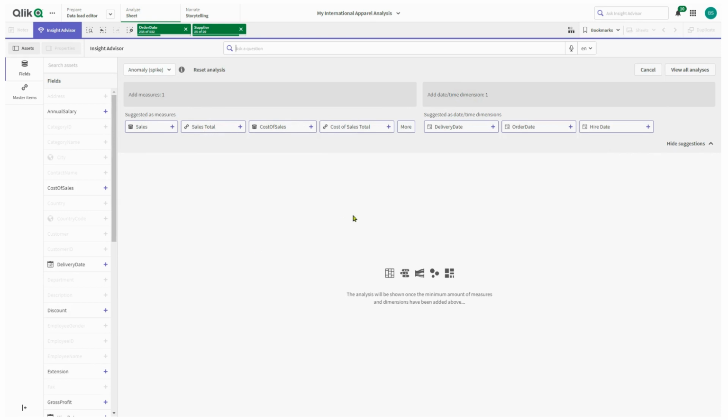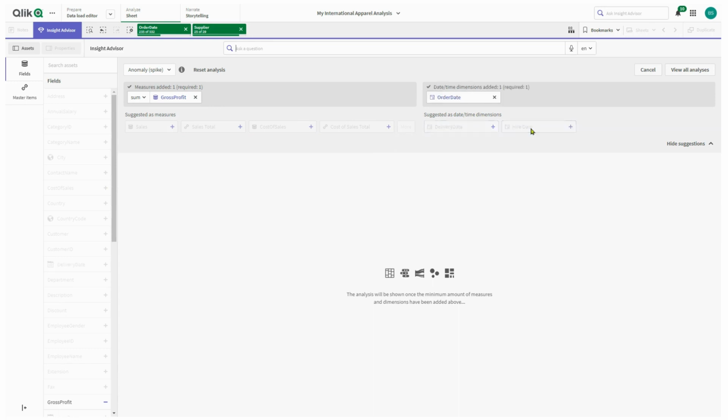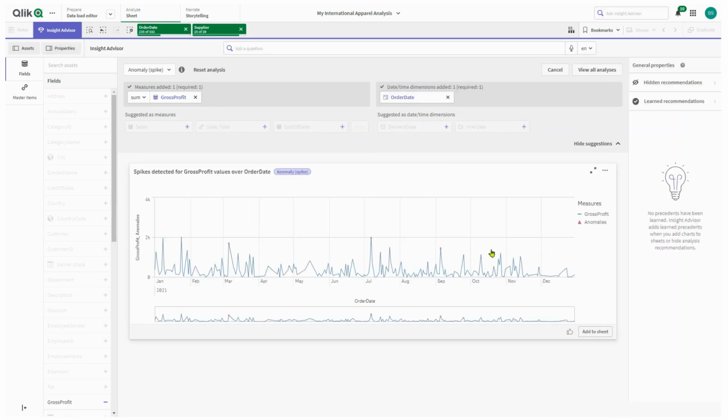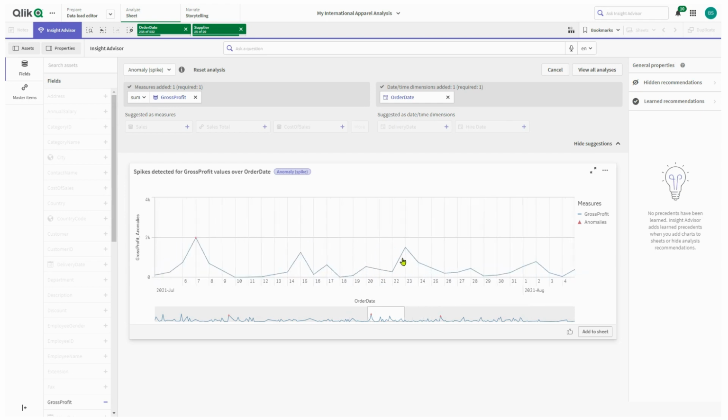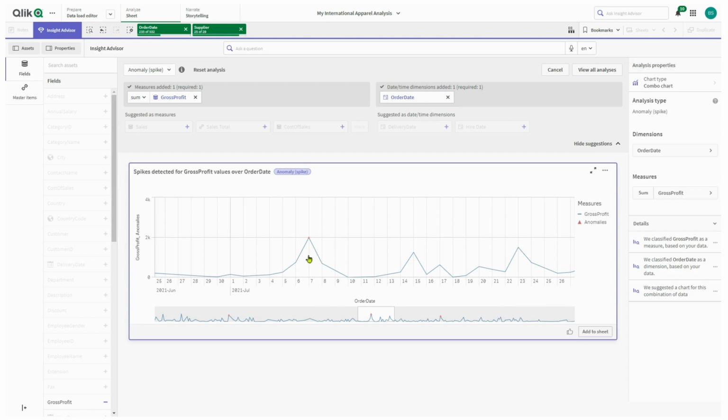In the anomalies chart, we're looking for spikes in performance. We're going to look at gross profit, and we'll do that by order date. And you can see a spike in that July piece. Remember, there was that sales piece that was quite high. You know, we're identifying that spike, and Qlik's identifying that. It's a little bit hard to see in the video, but there's a red indicator on that particular date. Okay, we'll look at the next one.